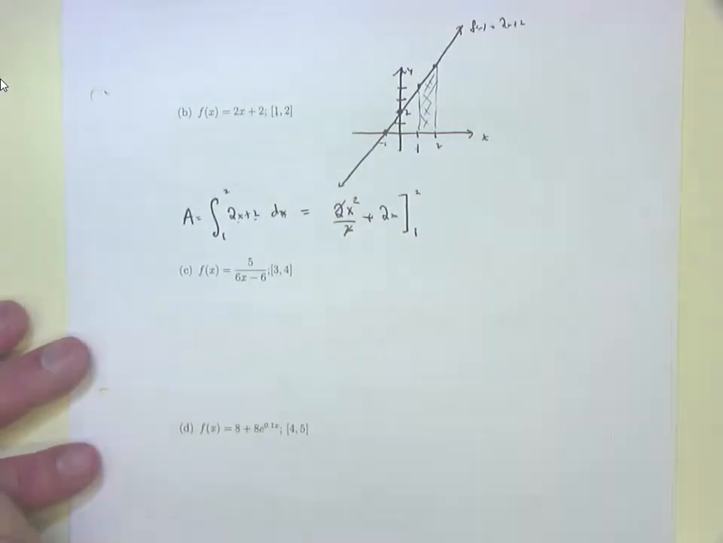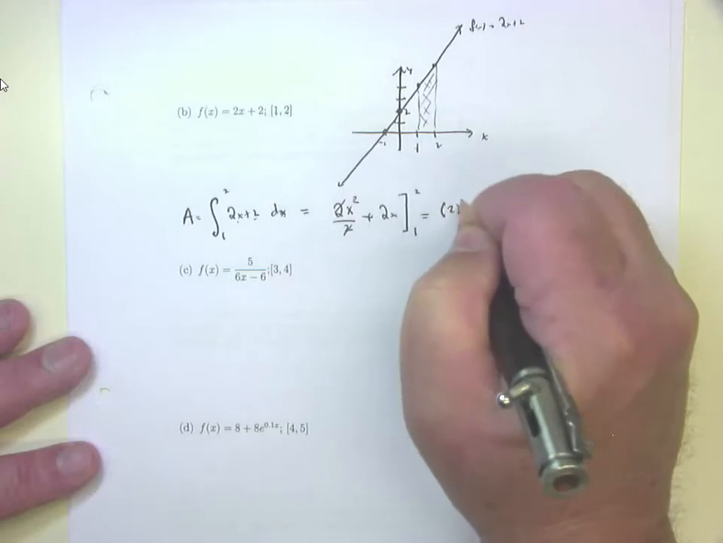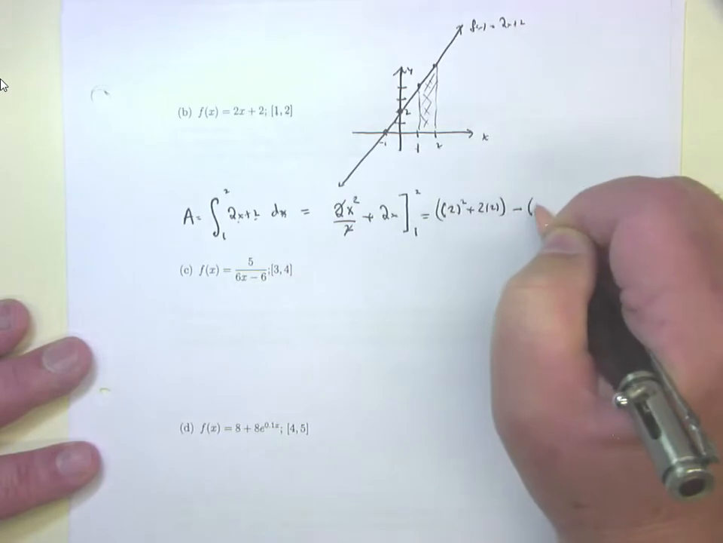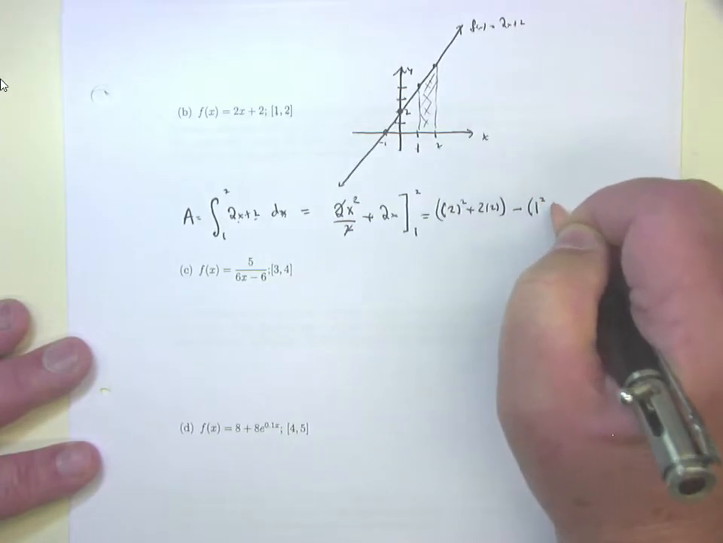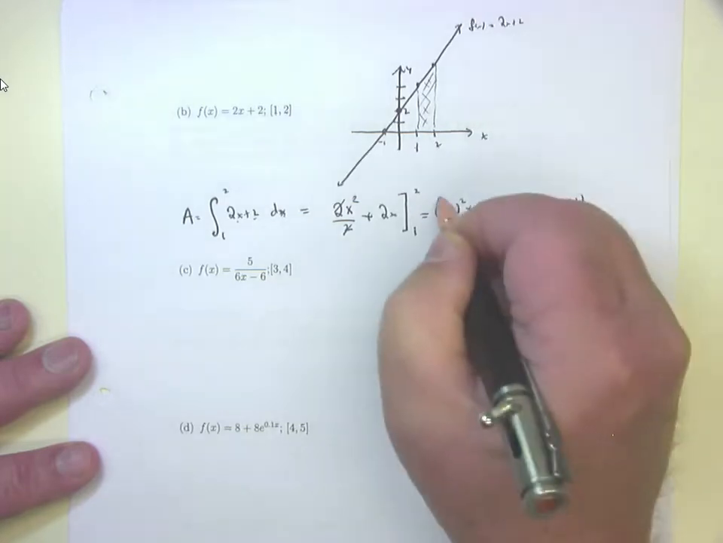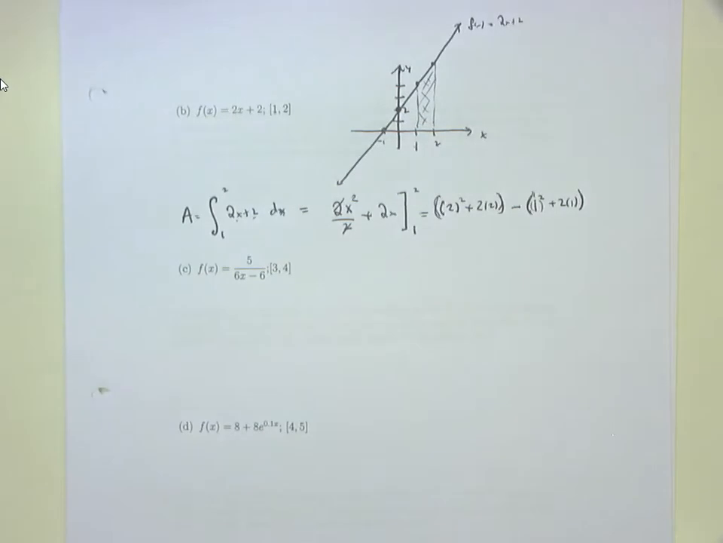According to the fundamental theorem of calculus, you plug in top minus plug in bottom. This will give you 2 squared plus 2 times 2, minus plug in bottom, 1 squared plus 2 times 1. And notice the wonderful use of parentheses. Plug in top, parentheses around it, minus plug in bottom. It'll be a real shame for you to do all this work and screw up on some careless error.